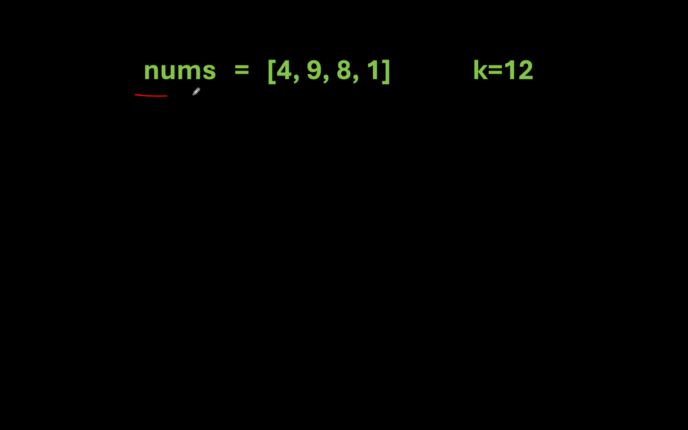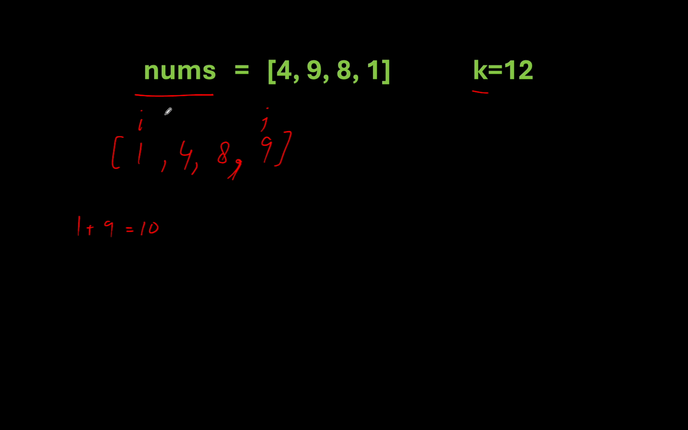We have the nums array here and k is equal to 12. Our first step should be sorting the nums array, and the sorted array will be 1 4 8 9. After sorting the array, we will initialize two variables and solve it using two pointers, one at index 0 and one at the last index, and we will add the numbers at these two indices, which is 1 plus 9, equal to 10. We find out that 10 is smaller than 12. Since it's smaller, we need a bigger number.